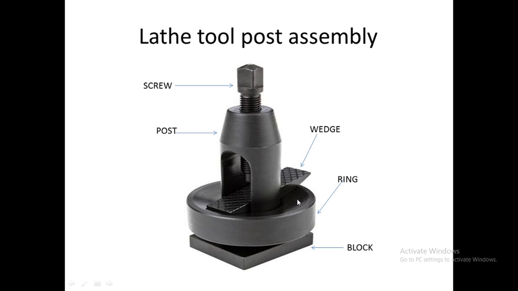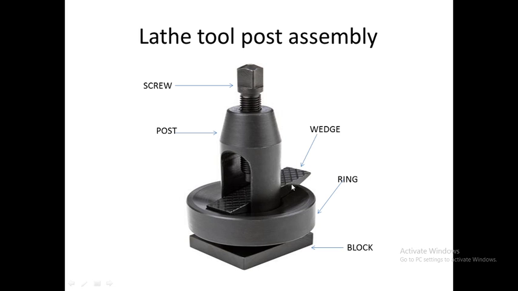Now the question was why this spherical groove is provided inside the ring. The reason for the spherical groove is that in the current situation, if I insert the cutting tool inside this slot, it will be in straight position. But if you want to change the angle of the cutting tool, that is if it has to be tilted, it is not parallel to the base, that is if it has to be tilted at any other angle, then we will move this wedge inside the ring.